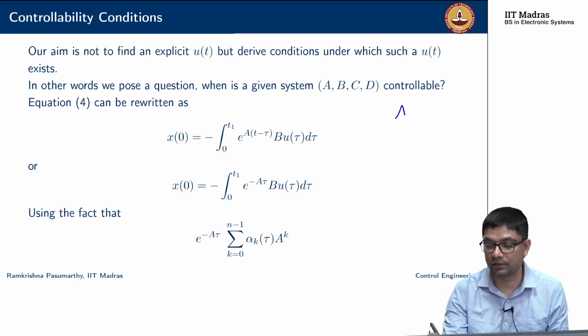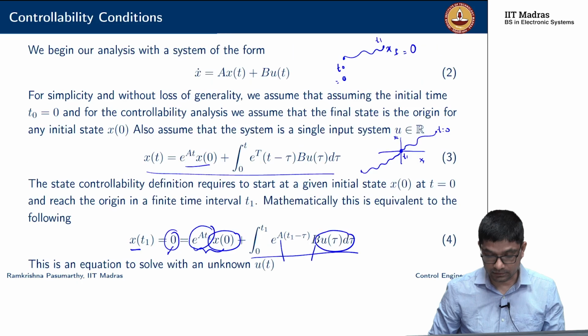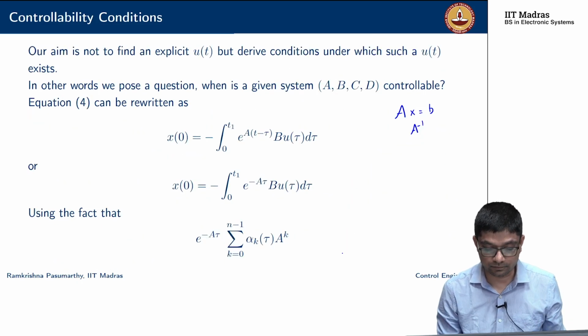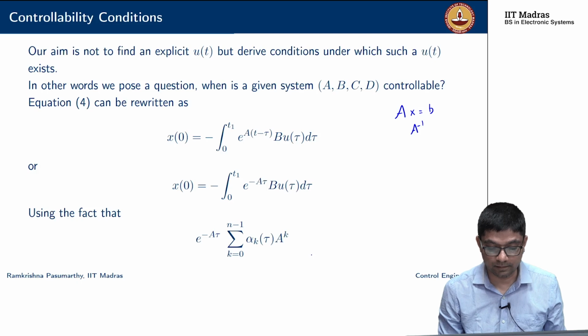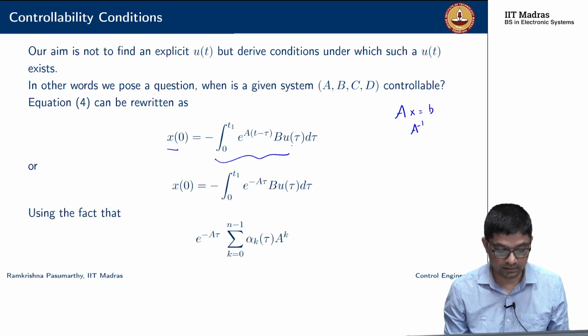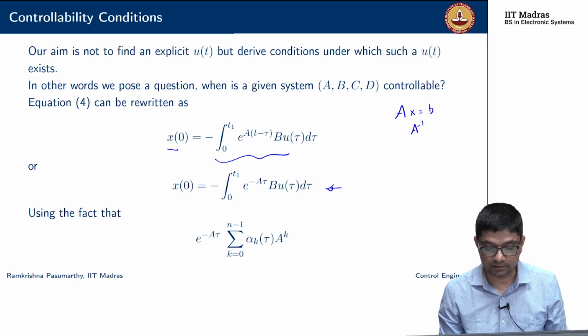As simple as if I look at solutions to Ax equal to b, I say a unique solution exists only if A is invertible. I am not really interested at the moment in what the exact u is. First I ask myself a question: is the system controllable, or does a solution to this equation exist? I rewrite things in a little better way, so I get x of 0 as some expression like this.